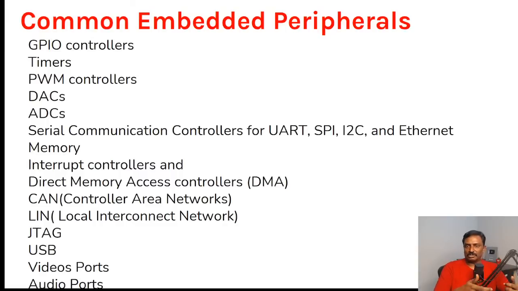Memory controllers are like SDRAM controllers and flash memory controllers. And you have interrupt controllers and direct memory access controllers, DMA. If any IO device wants to access the memory without going through the CPU, it could access it using the DMA controllers. Then controller area network, LIN, local interconnect network, JTAG, USB, video ports and audio ports. These peripherals are used to interface with other devices.